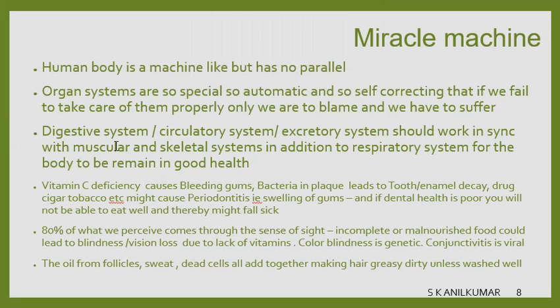What will happen? Incomplete or malnourished food, or food that doesn't have enough vitamins and minerals, might lead to blindness or loss of vision. Once we have blindness or loss of vision, our lifestyle will go for a toss. Human beings will not be able to work like any other human being. Color blindness is genetic. It is not coming from the food. Conjunctivitis is coming from viral diseases. It may be reasonably cured. But if loss of vitamins and minerals and incomplete, malnourished food causes loss of sight or blindness, then we will have a problem. That is the reason why we have to take care of every part of our body, every organ of our system, so that the miracle machine works well.